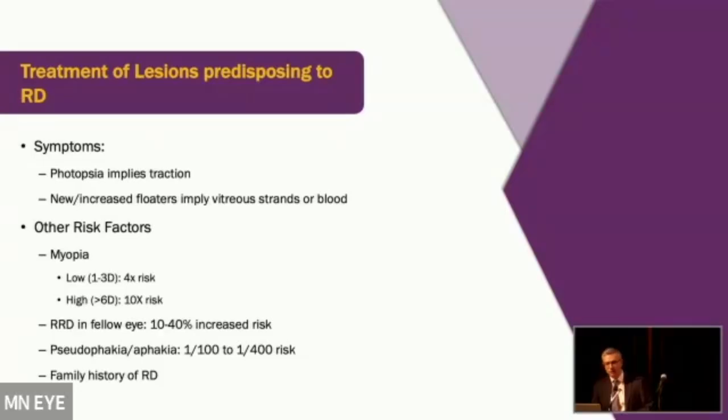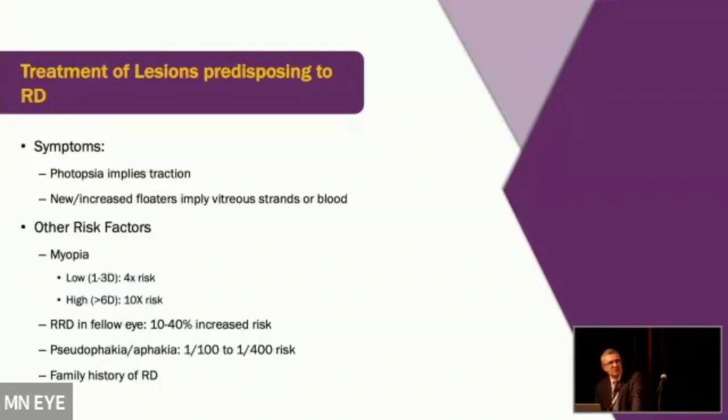So what do we do for these lesions or any lesion? If a patient has symptoms, of course, they need treatment. They need referral: photopsias, new increased floaters, and of course, curtain sign and peripheral vision loss, which is probably more advanced in the course of the disease.